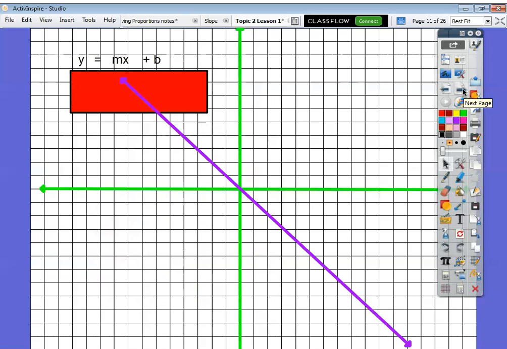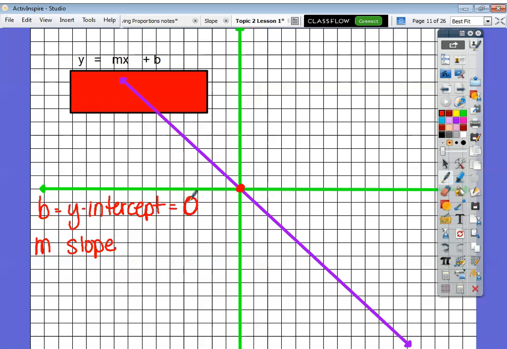Yeah, I need to show you guys this one. This one's a little bit weird. All right, so again, same thing. I'm going to look for my b, my y-intercept, and then I'm going to look for my m, my slope. Okay, so there it is. It crosses my y-axis at 0.